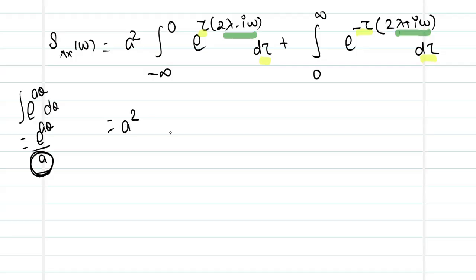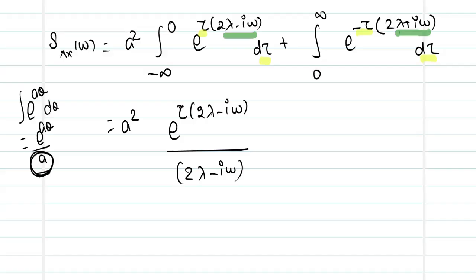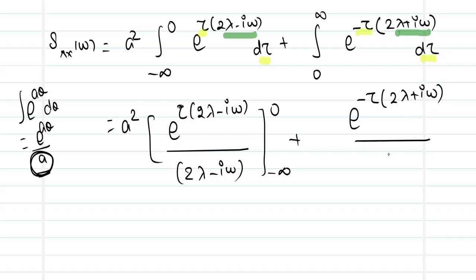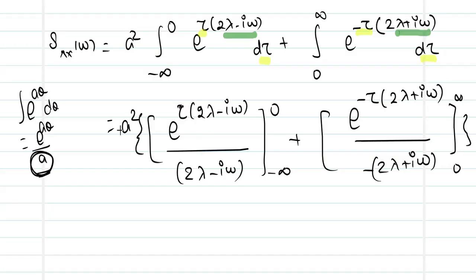When I integrate, I will have e power tau times 2 lambda minus I omega divided by 2 lambda minus I omega. This will be my integration, which will be valid between the limits 0 and minus infinity. And the second term, e power minus tau times 2 lambda plus I omega, divided by the constant 2 lambda plus I omega, but there is a negative sign, so minus sign of, and this has to be applied between the limits 0 to infinity, and a square is common to both these terms. Now let me apply the limit.